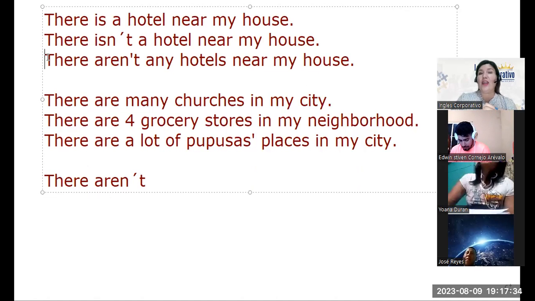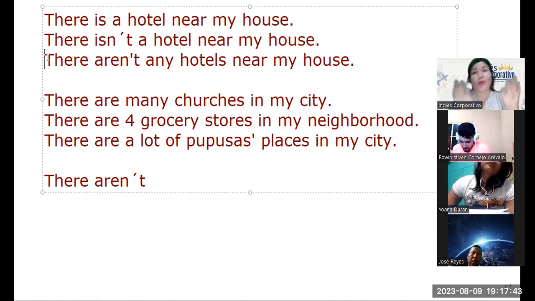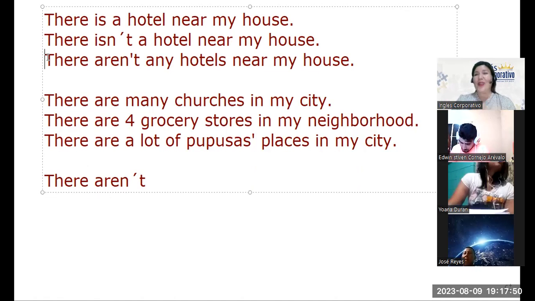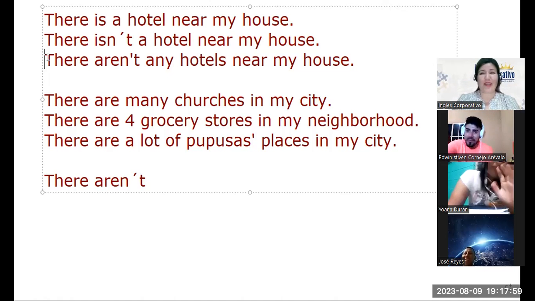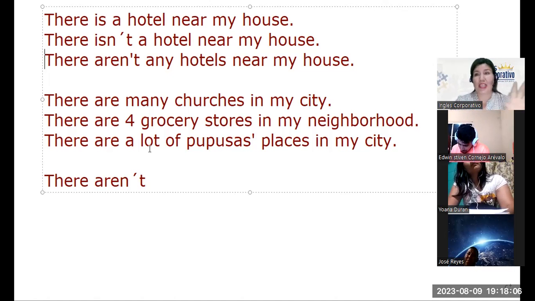Okay? There are a lot of pupusas places in my city. Cuando decimos, there are many, no sabemos cuántas, pero hay montones. There are a lot of, no sabemos cuántas, pero son un puño, como diríamos en buen salvadoreño. Son puño de iglesia. Only five, right? Yo cuando me dicen puño, yo digo, ah, puño, cinco. Son cinco iglesias nomás. Dice. There are four grocery stores in my neighborhood. Ahí sí usted las tiene contadas, marcadas, fichadas.